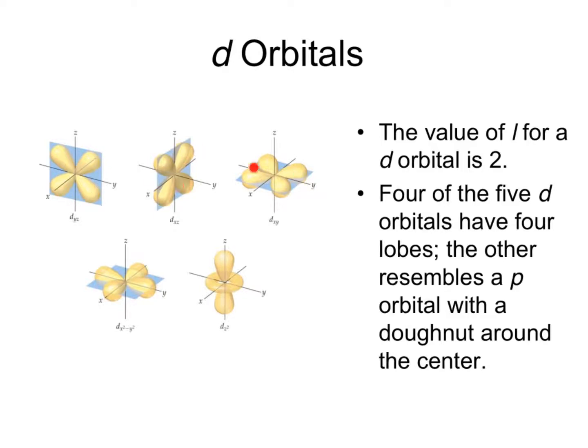Most of them have this clover shape to them, but then you have this one that's an odd shape that is still considered a d orbital. The value for L for a d orbital is 2. So if you see L equals 2, that tells you that it's a d orbital. Most of your d orbitals have these 4 lobes with an empty space in between them. One of them looks like a p orbital that has this donut shape around it.